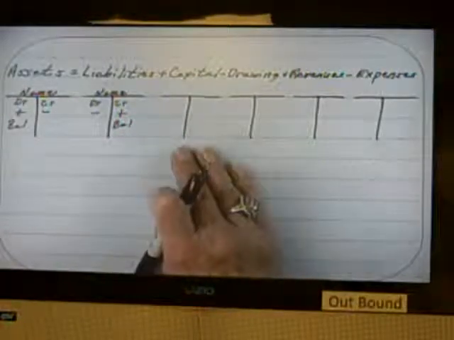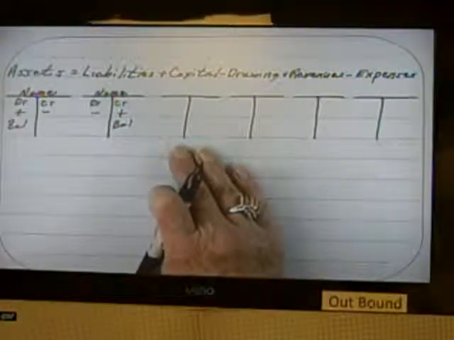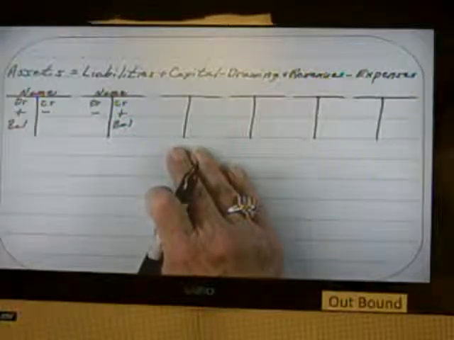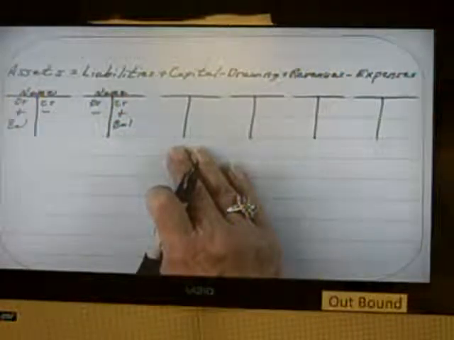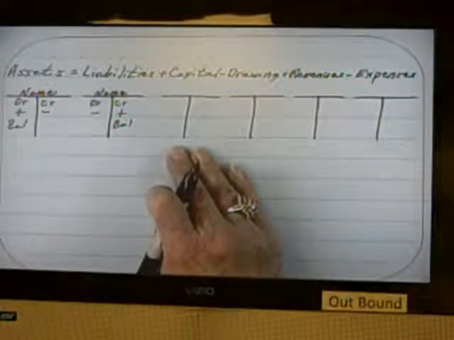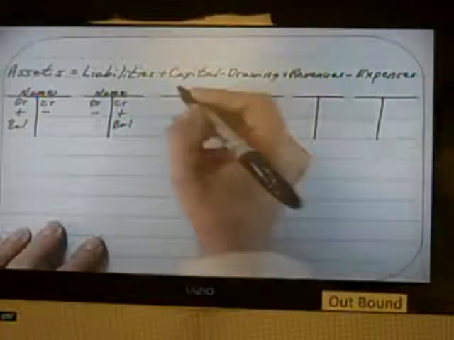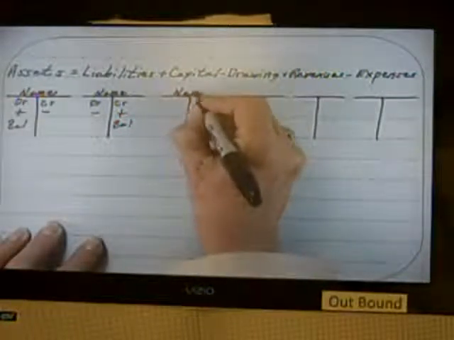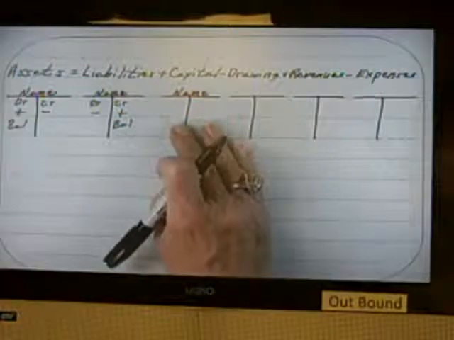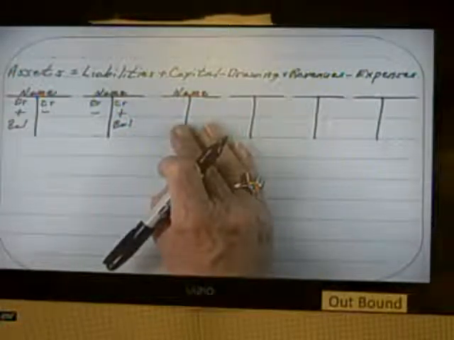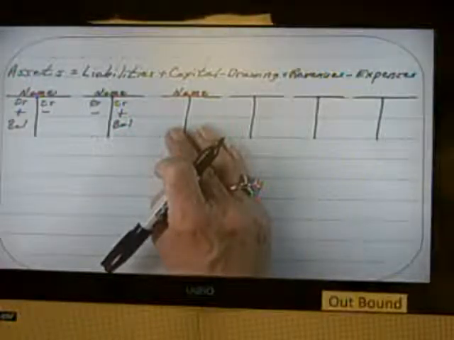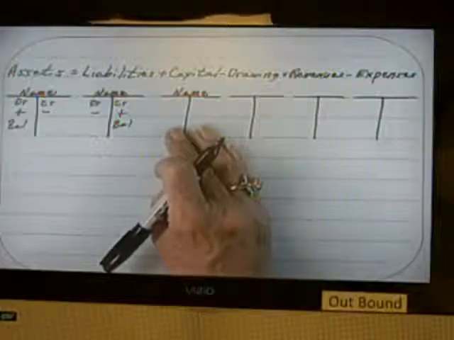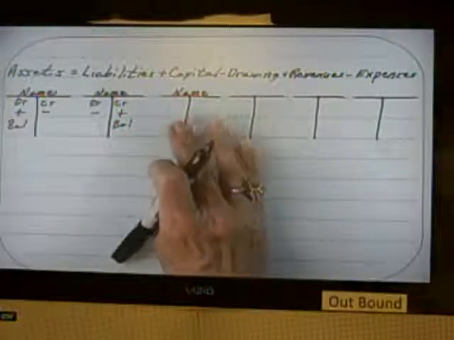Okay? Then we have capital as our next category in our accounting equation. Every capital account, of course, capital is what the business is worth. That, again, is what we invested in it to begin with, plus any earnings we kept in there. So every capital account has a name. And the name for a capital account would be owner's name, capital. So if this happened to be Jack Johnson, then his capital account would be Jack Johnson Capital.